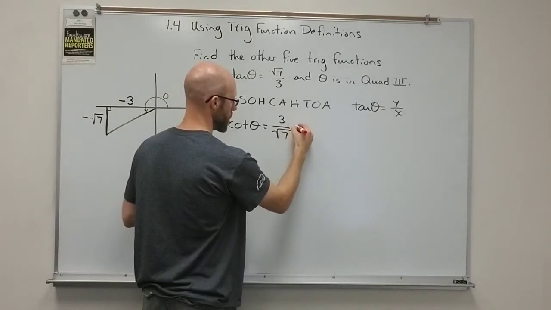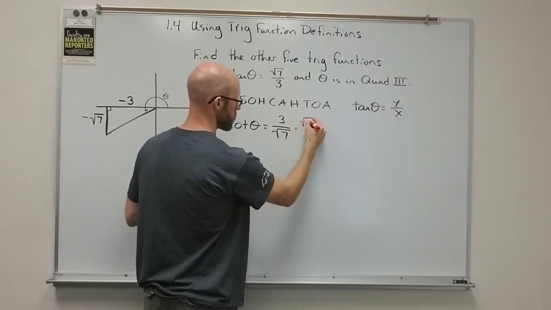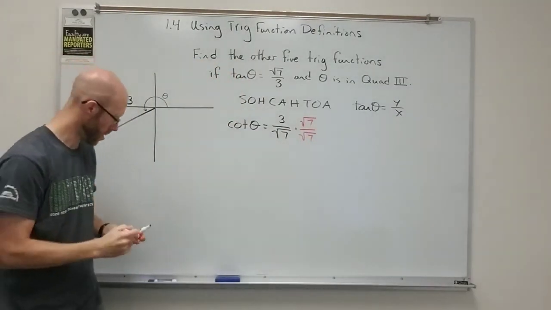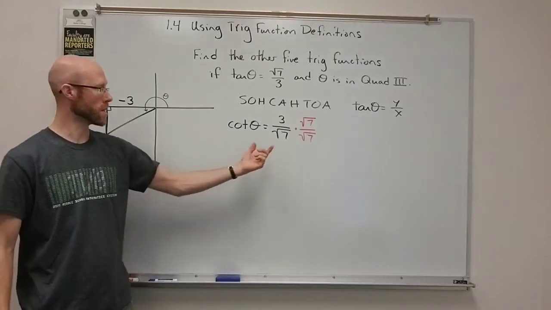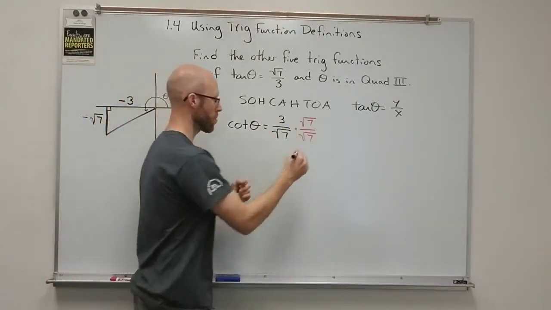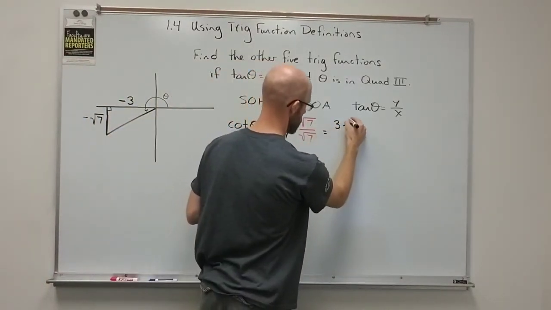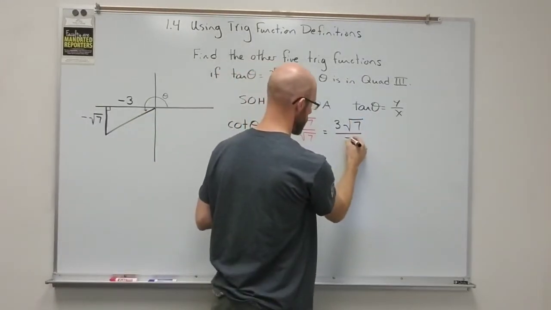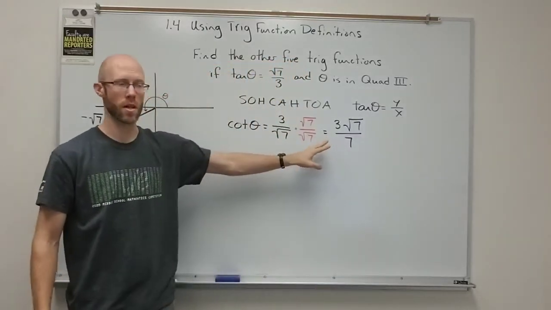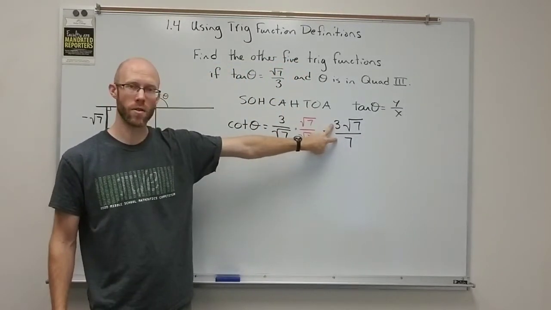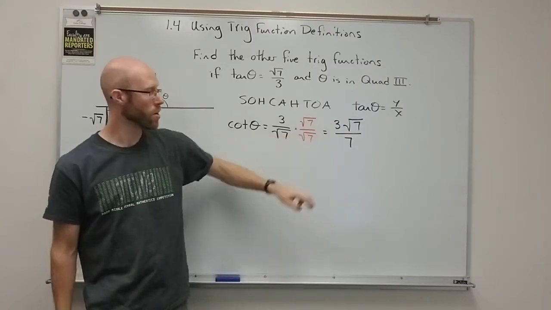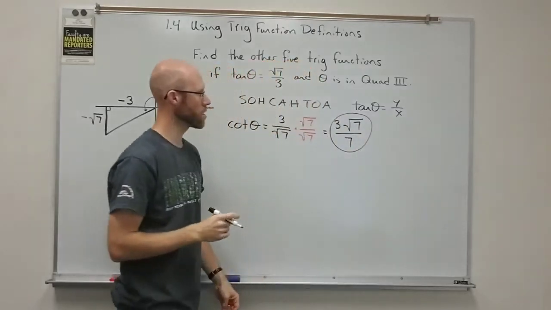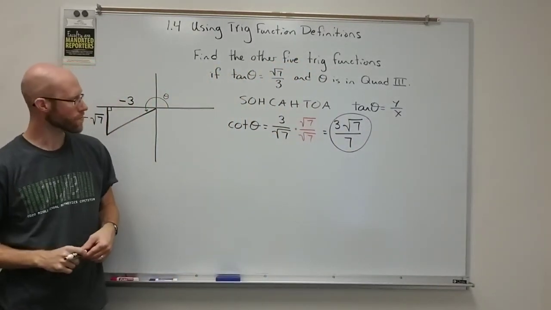We're going to multiply this fraction by root 7 over root 7. Remember, that's how we rationalize those, multiply by the denominator. On top, we're going to get 3 times the square root of 7. And on the bottom, the root cancels and you just get 7. Nothing reduces further because nothing on the outside of the root has a common factor. So the cotangent then is 3 times the square root of 7 all over 7. Okay.